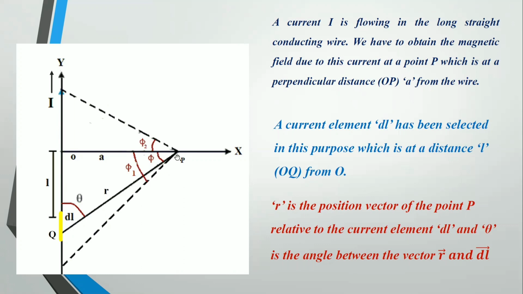To obtain the magnetic field at point P, let us say a current element dl has been selected, which is at a distance l from the point O. The current element is marked by yellow color. Here r is the position vector of the point P relative to the current element dl, and theta is the angle between the vector r and the current element dl, which is along the y-axis.